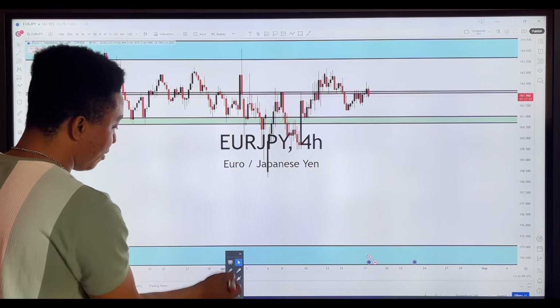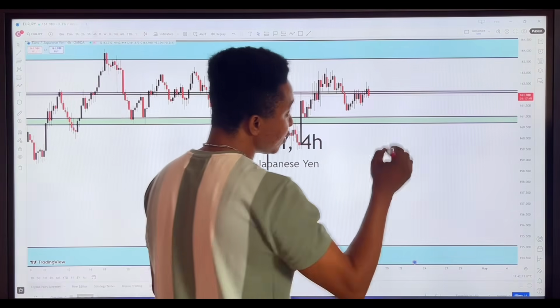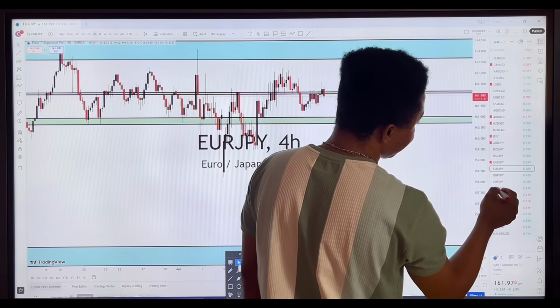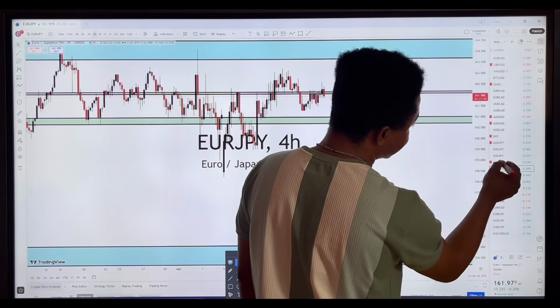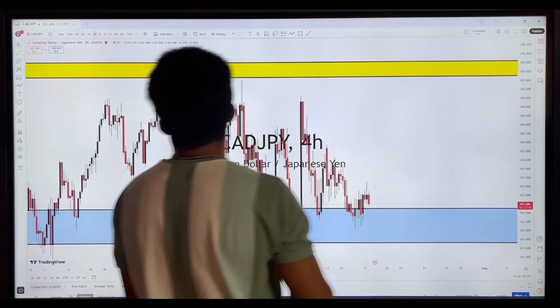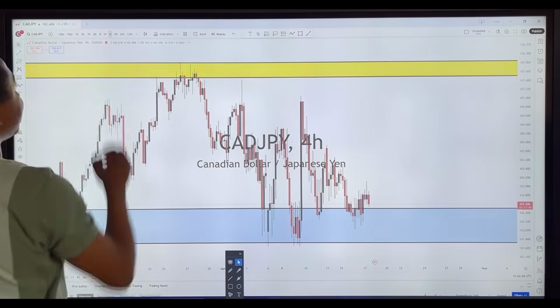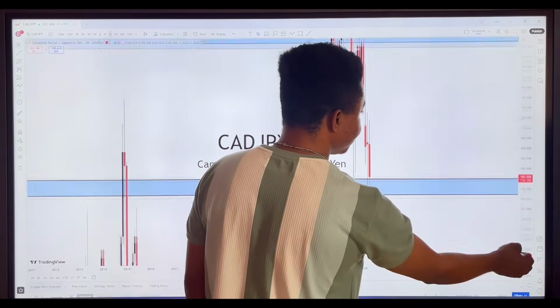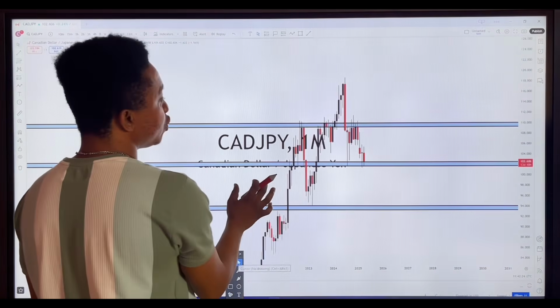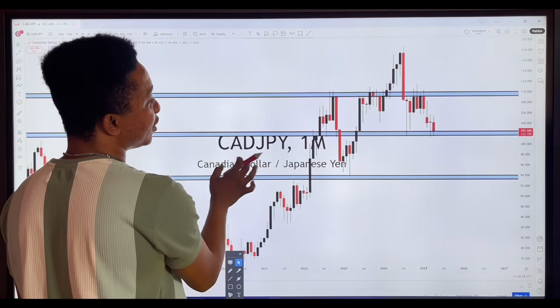I'm going to go after CAD JPY. Let's go to CAD JPY. All right, so CAD JPY, we're also going to begin from the monthly time frame. Okay, so this is CAD JPY on the monthly.